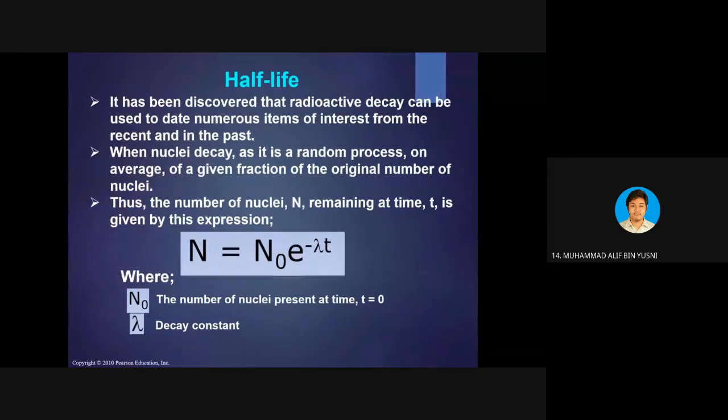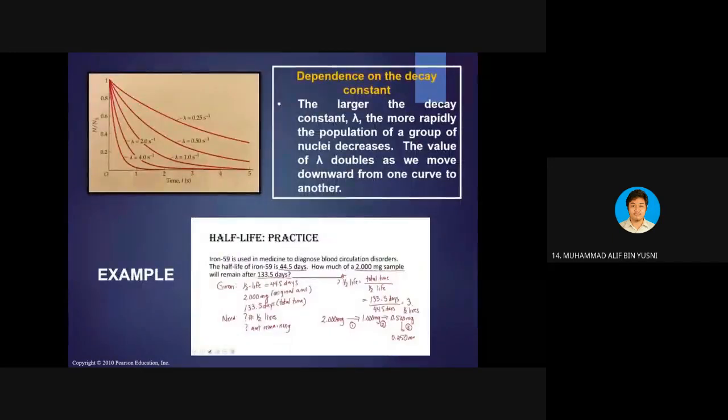N naught means the number of nuclei present at time equals zero, the initial. Lambda is the decay constant. On the left side here, you have a graph of N over N naught versus time in seconds. So the larger the decay constant, the more rapidly the population of a group of nuclei decreases. You can find it at the bottom there. The value of the decay constant doubles as we move downward from one curve to another.